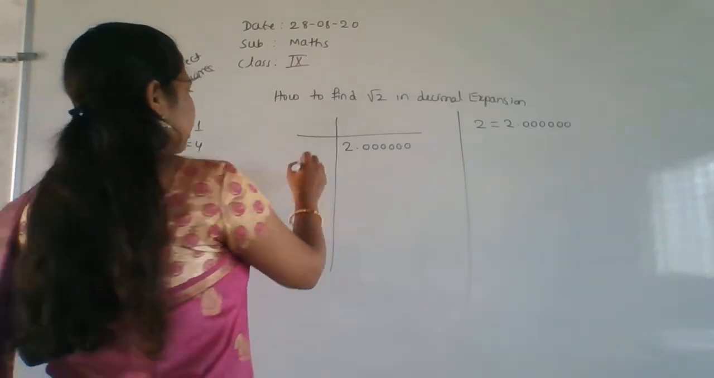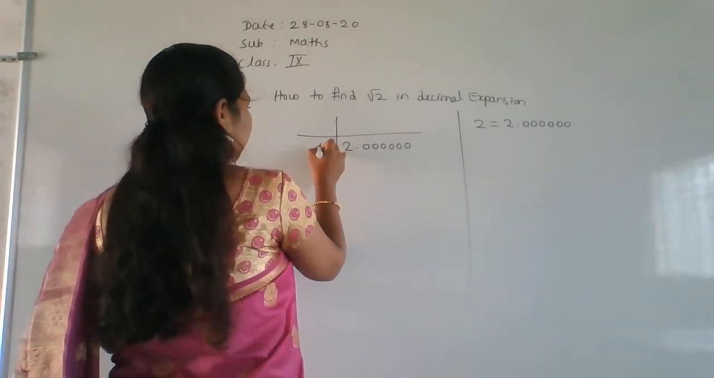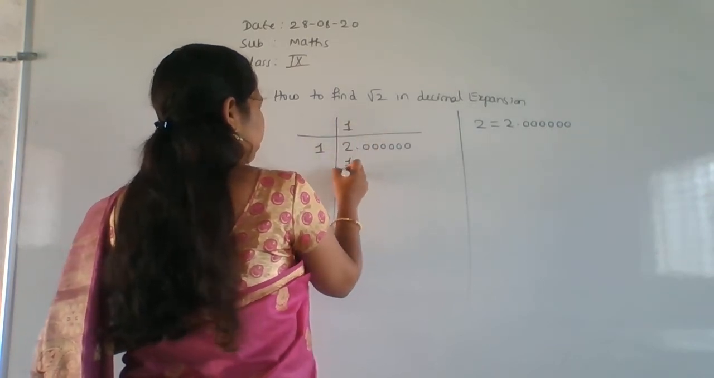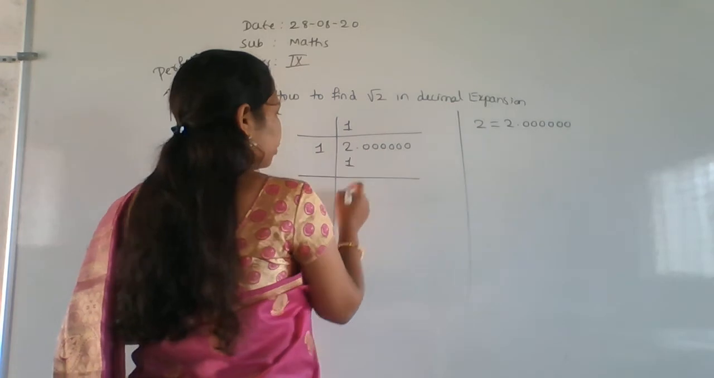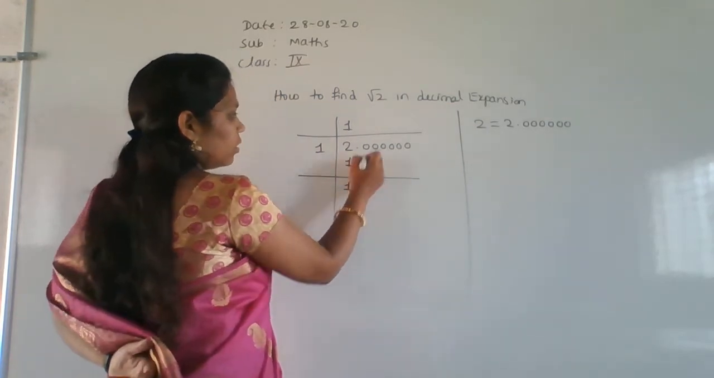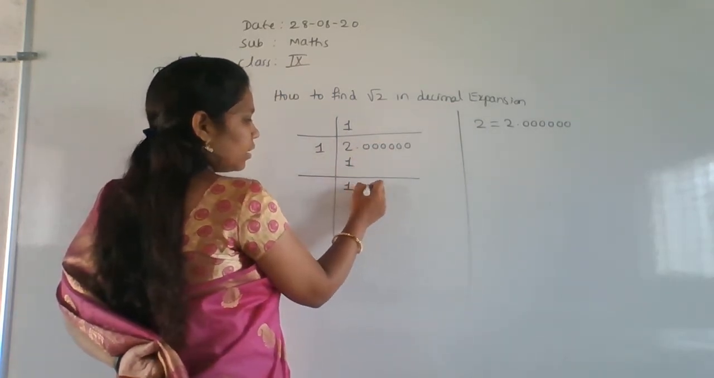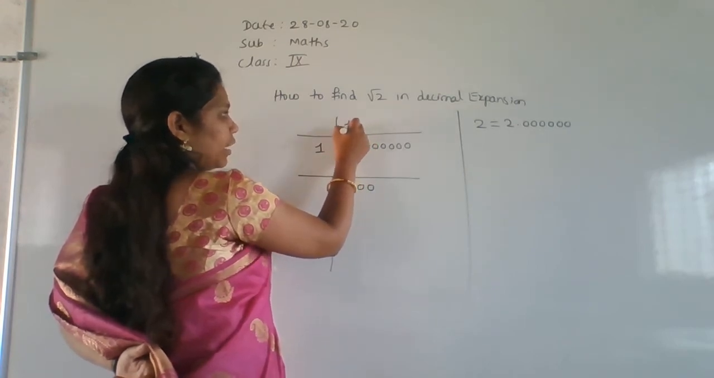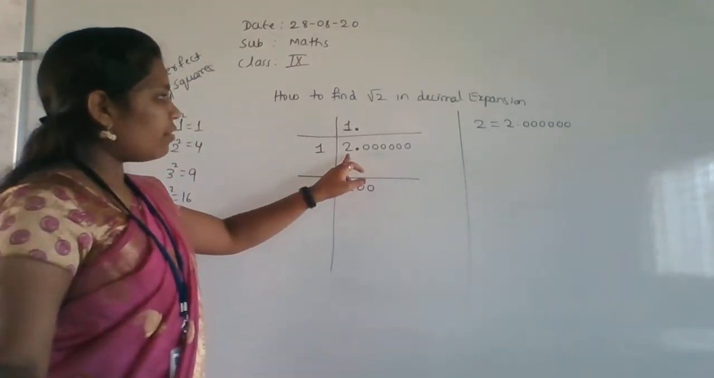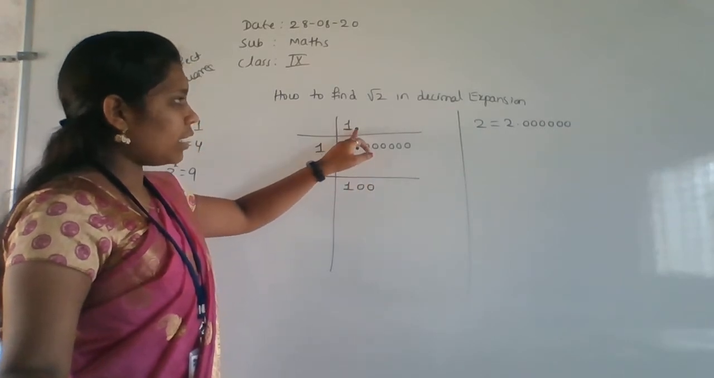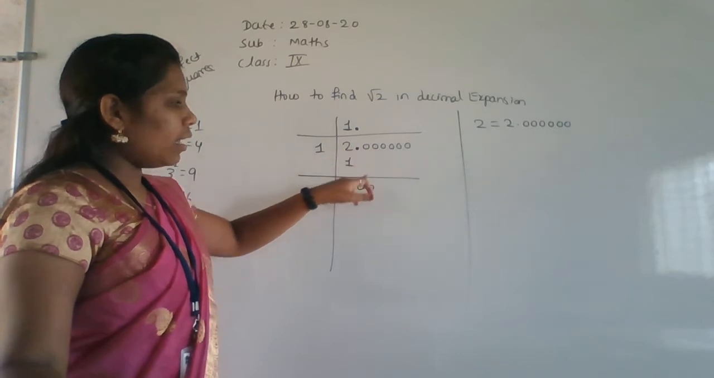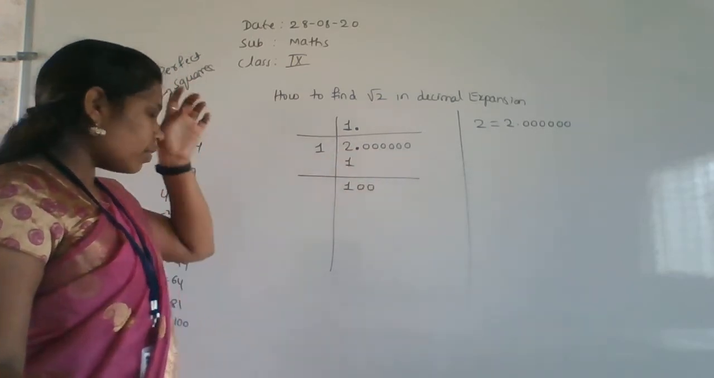Okay, so take the number 1 here, and 1 ones are 1. Okay, 2 minus 1 is 1. Next, 2 zeros are there, right? Take the 2 zeros, and here a decimal point is there, so I am putting a point here. After the one number the point is there, so I am putting the point here. Okay, and I am taking the 2 zeros here.